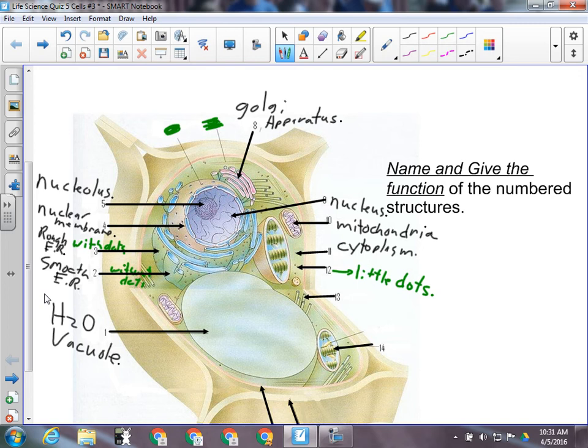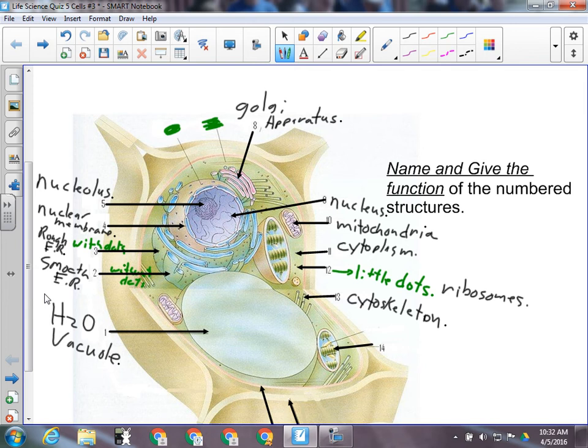Okay, the little dots are the ribosomes. Ribosomes make protein. Okay. Number 13, I will accept anything having to do with the cytoskeleton. So microtubules, microfibers, microfilaments, okay, something along those lines. Okay, cytoskeleton supports shape of the cell. Again, no, cell's not mobile.